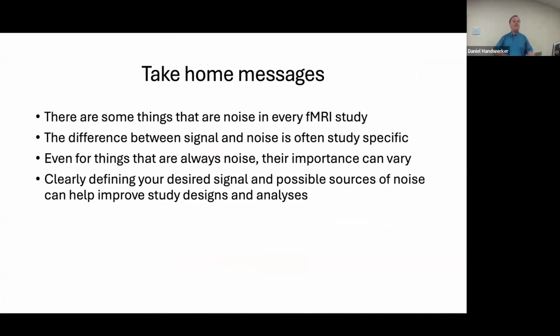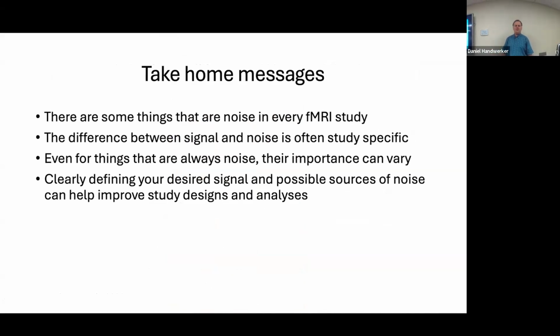So I've gone through all my slides. My main take-home messages, which I've repeated a bunch of times, but I feel like just one last time. There are some things that are noise in every fMRI study. More dropout is bad. Smaller voxels are going to make your data look a little bit fuzzier. You can have signal drift that you don't want. There are all these things that are noise everywhere.